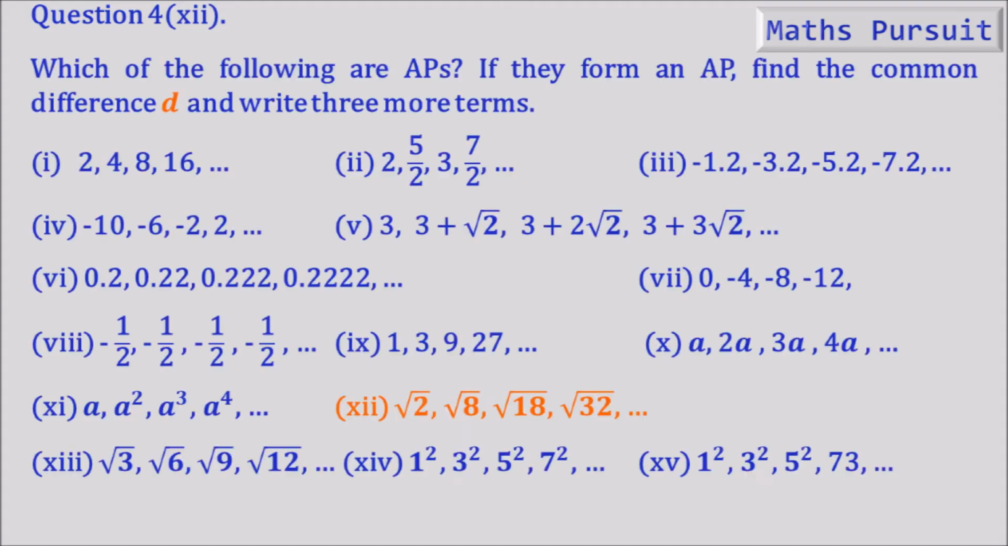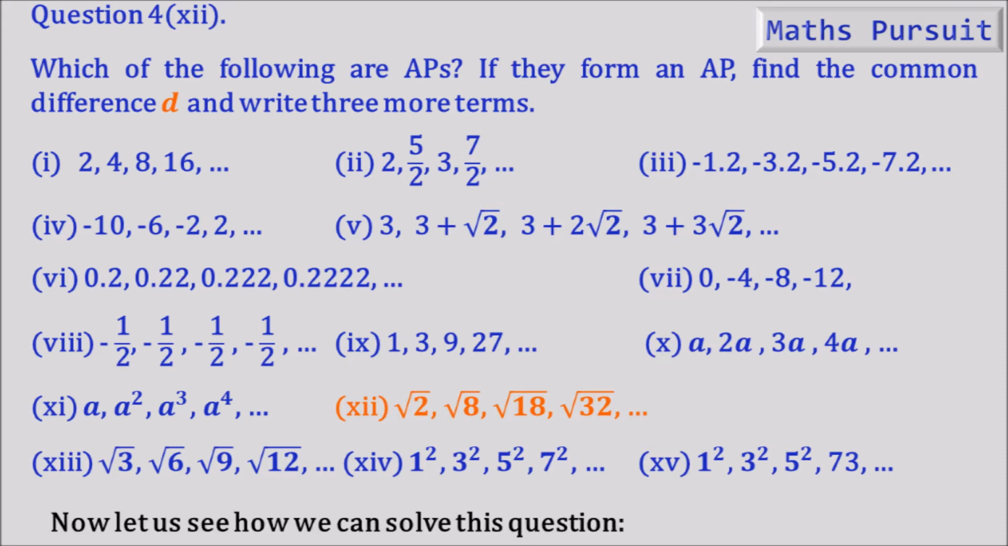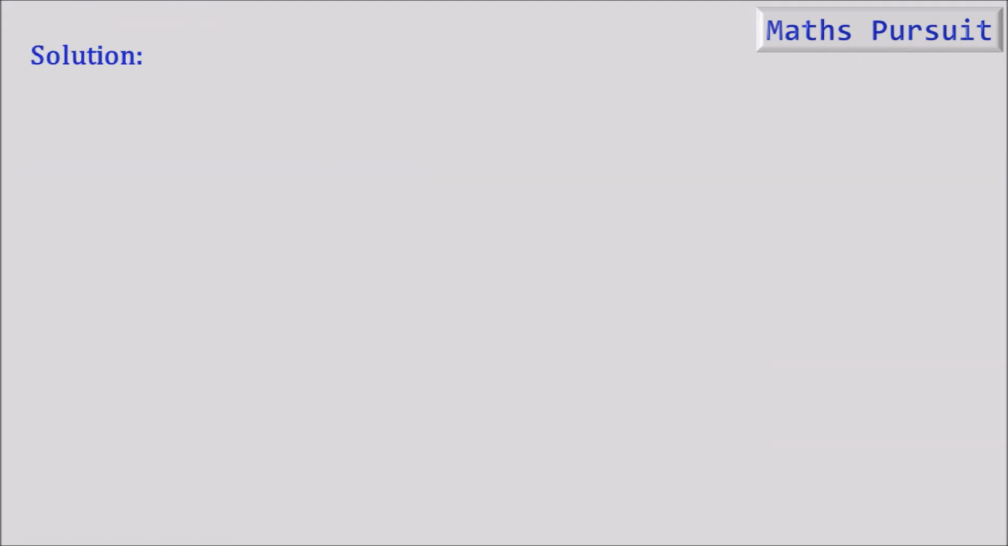It is given that which of the following are APs? If they form an AP, find the common difference D and write 3 more terms. And the given number sequence is root 2, root 8, root 18 and root 32, and so on. So let's see how we can solve this question. Now moving on to the solution.